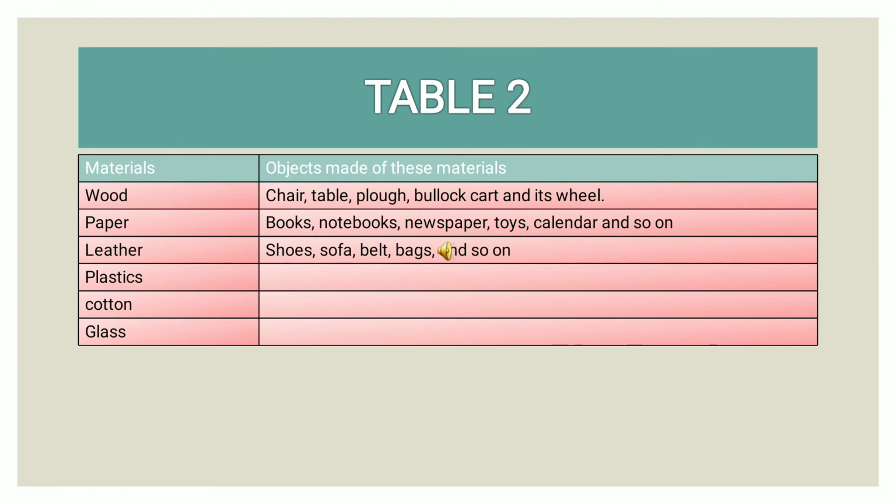Yes, you can see in this table, wood is used for making chair, table, plow, bullock cart and its wheel. Similarly, paper can be used in many things, for making books, notebooks, newspaper, toys, calendar and so on. Leather can be used for making shoes, sofa, belt, your school bags and so on. So you can have plastic, cotton and glass.